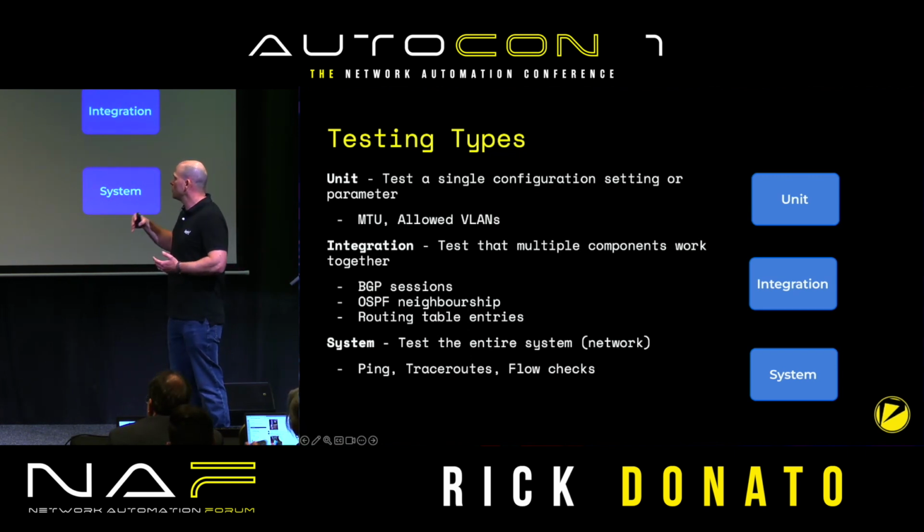There are different testing types. These are very much from the software development world. We've got unit, integration, and system level tests. Unit tests are all about validating and testing an individual configuration item, things such as an MTU, allowed VLANs, etc. And then we've got integration level tests.